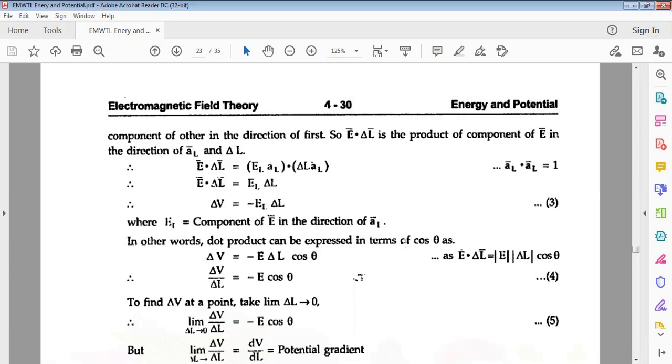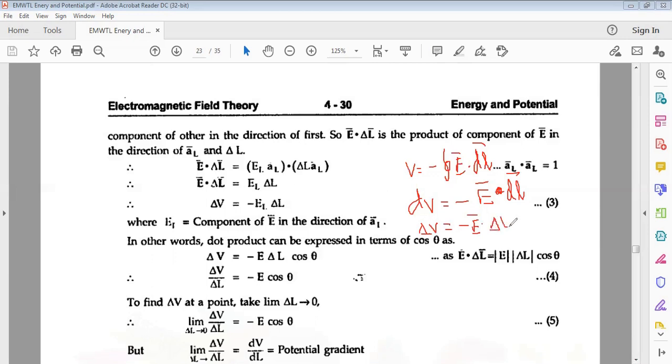We know the dot product of E bar dot delta L bar is nothing but the change of the potential. Delta V is equal to, see here, V is equal to minus the integral of E bar dot dL bar. It's the formula of the potential, and dV is equal to minus E bar dot dL bar. It is a dot product, students. And dV, I am taking as an incremental potential, is minus E bar dot delta L bar.